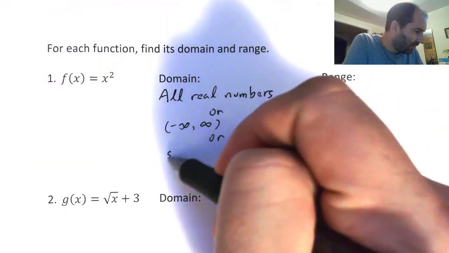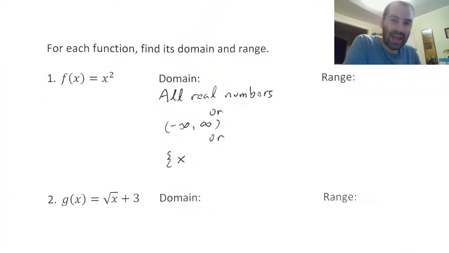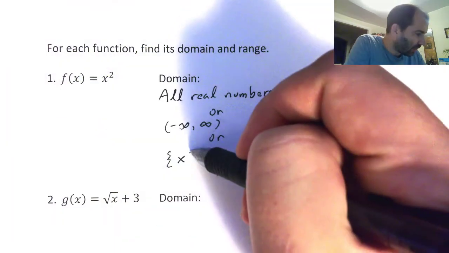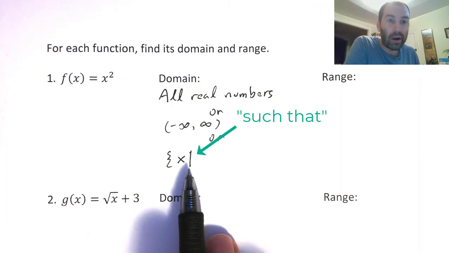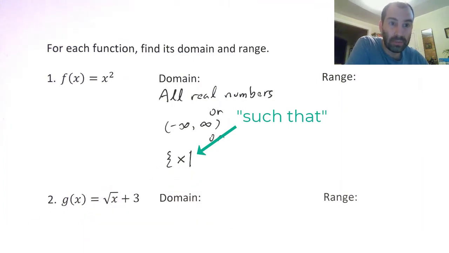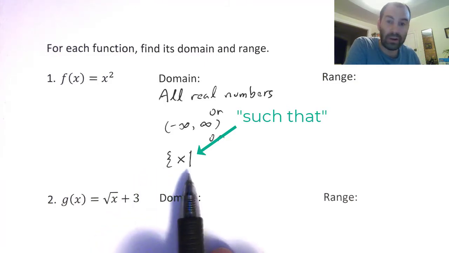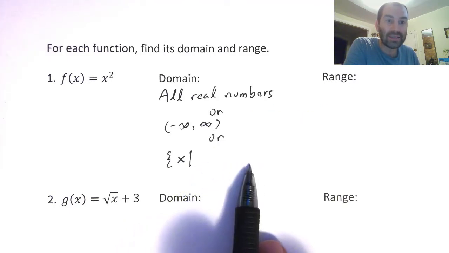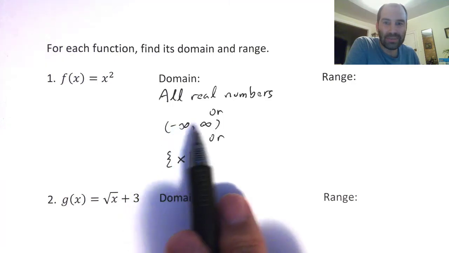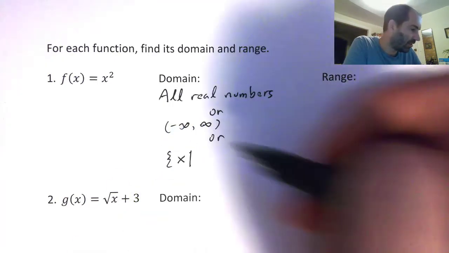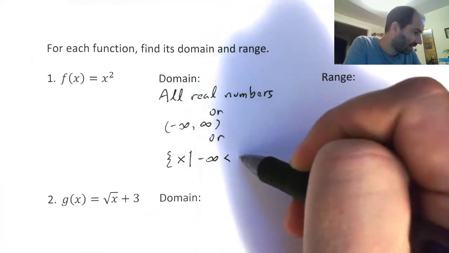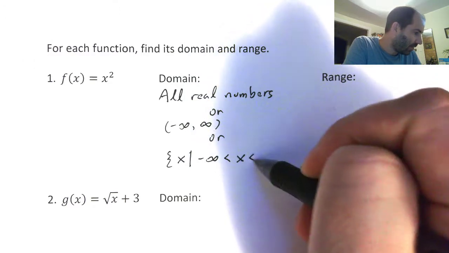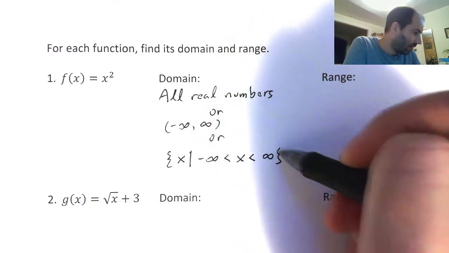So it's going to be the set of numbers x such that, this vertical bar denotes "such that." Sometimes people will just write a colon, but very often they'll write a vertical bar here. So it's the set of all numbers x such that, now I put a condition on x. Well, the condition is just that x is between negative infinity and positive infinity. So that's what I write: x is greater than negative infinity and less than positive infinity.